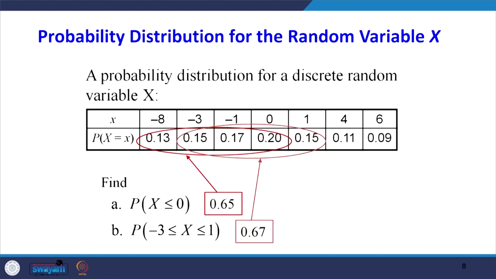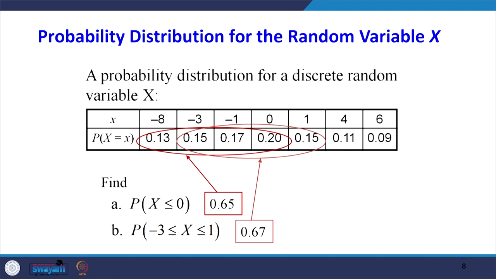Now, probability distribution for a random variable x, we will do a small numerical problem. A probability distribution for a discrete random variable x is given. So x is given, corresponding probability distribution is given. So this is an empirical distribution. Suppose you want to know what is the probability of x less than or equal to 0.